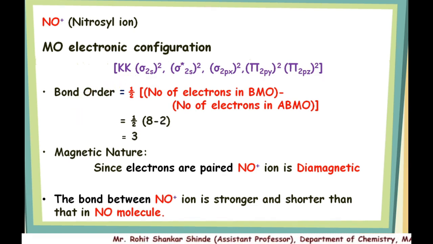Now let us see bond order in case of nitrosyl ion. So its formula is 1/2 in bracket number of electrons in BMO minus number of electrons in ABMO.